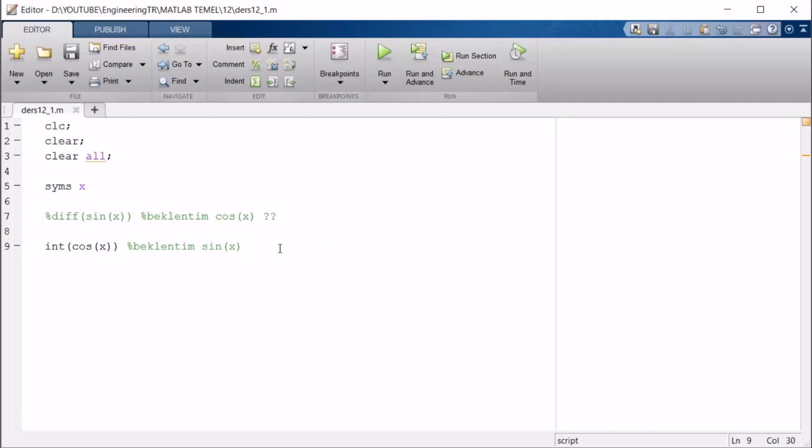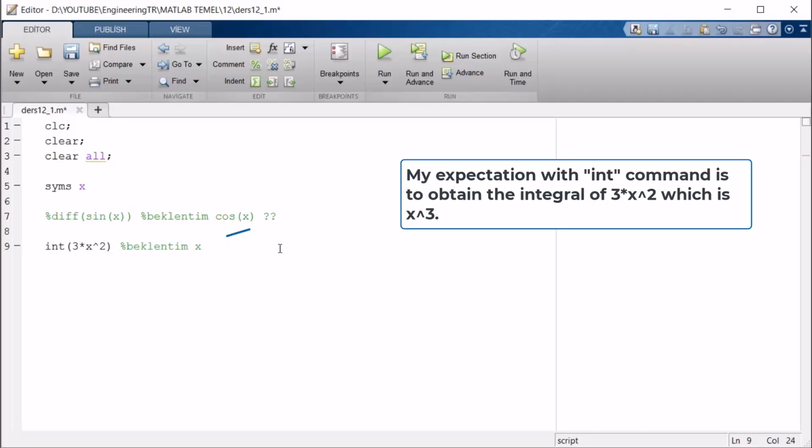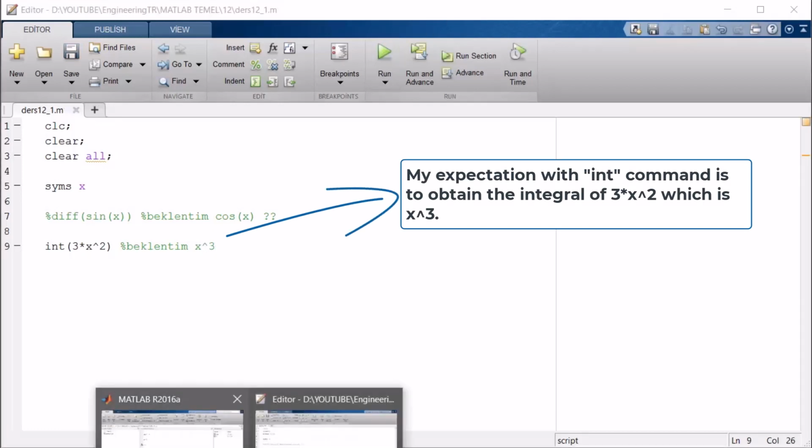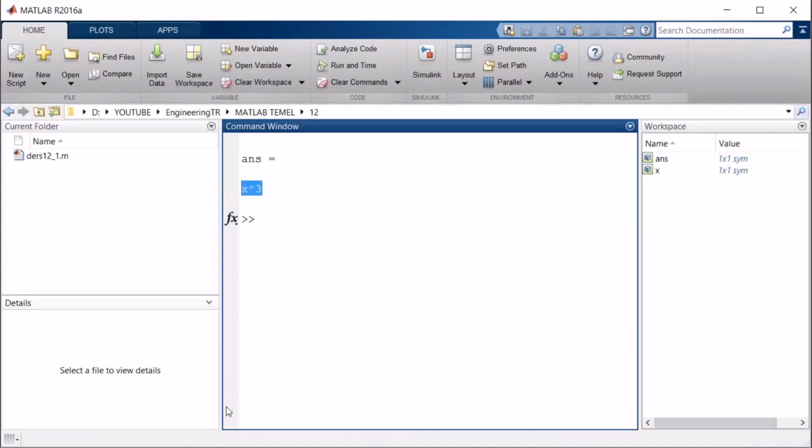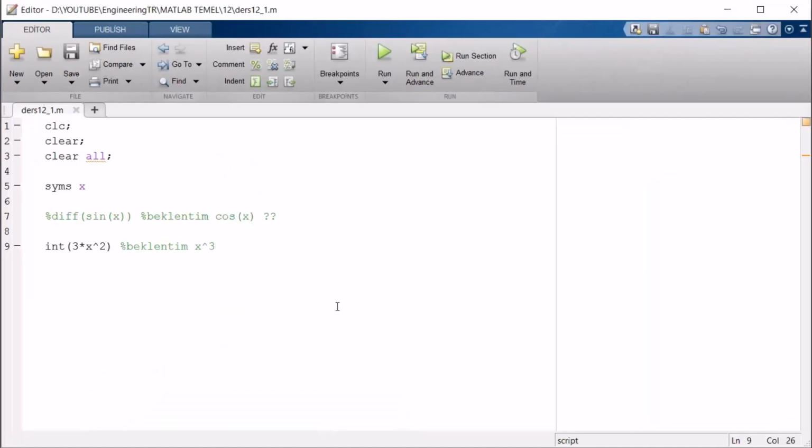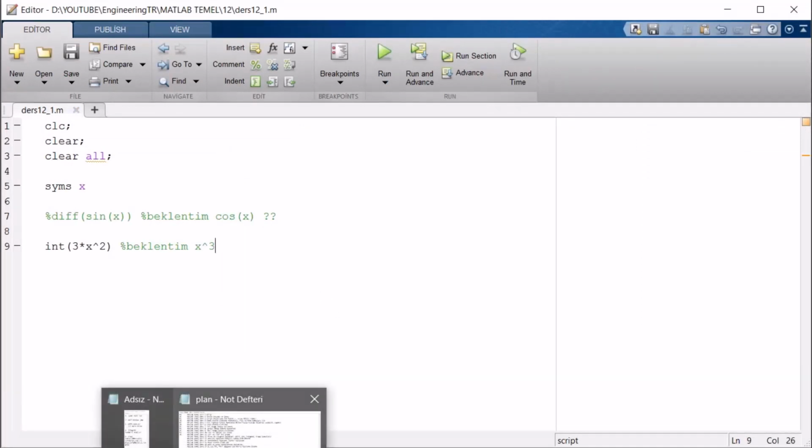Now, these were symbolic operations. Different kinds of things can happen here. Sin and cos are not necessary. I use sin and cos because they're basic functions. You can also use other things. For example, I could type int 3 multiplied by x squared. What is the integral of 3x squared? Guys, it is x cubed. Let's see if we can see this. I wrote this for another function. As you can see, we get the result x cubed in this way, guys. Symbolic operations are enough, guys.